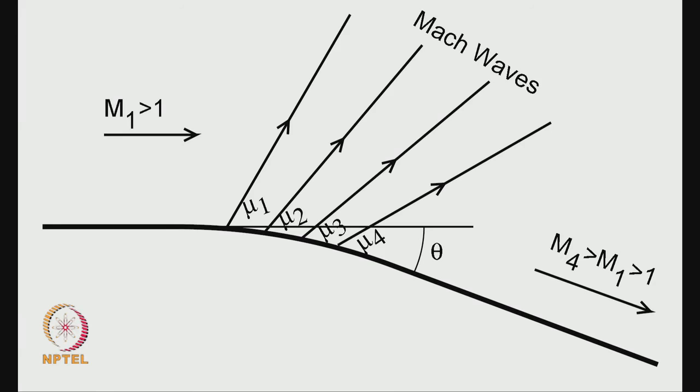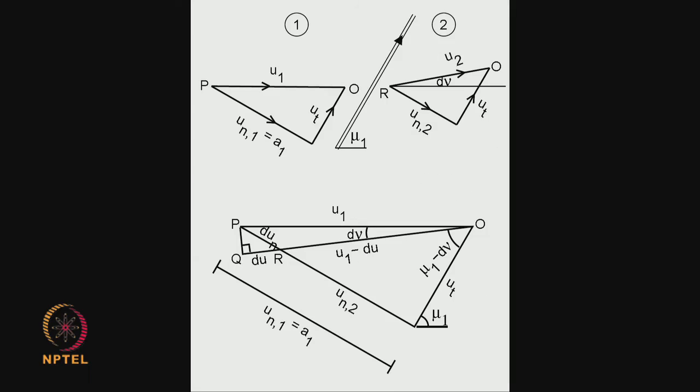So, you can see the same construction, 1 and 2, right. This is the velocity vector before, UN1 equal to a1 UT. This wave angle is the Mach angle mu1, and after passing through, UN2 decreases, is less than UN1. So, the velocity vector shifts that way because UT is the same. This angle is d nu, and I have combined these two triangles by merging these two sides like this.